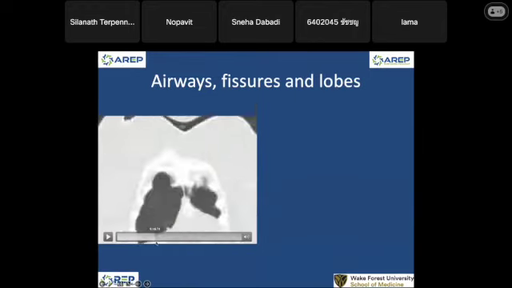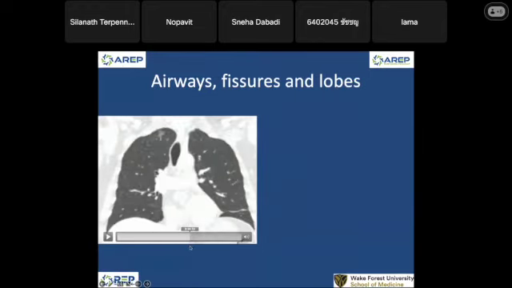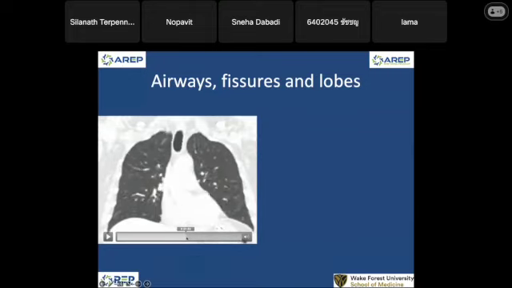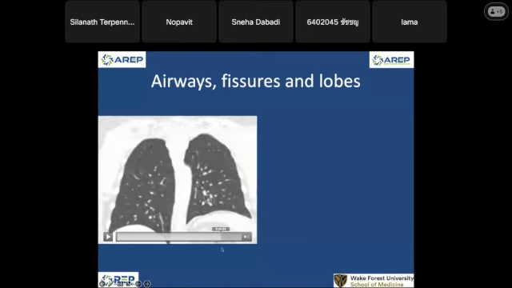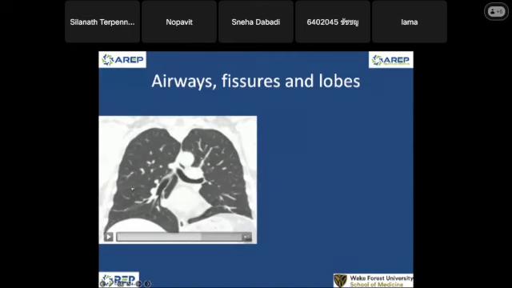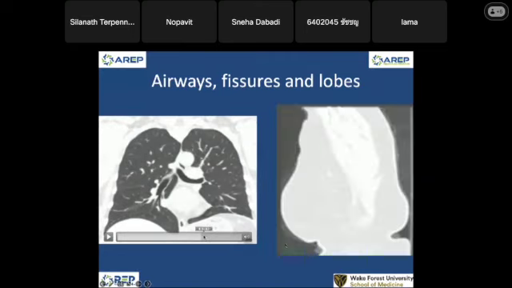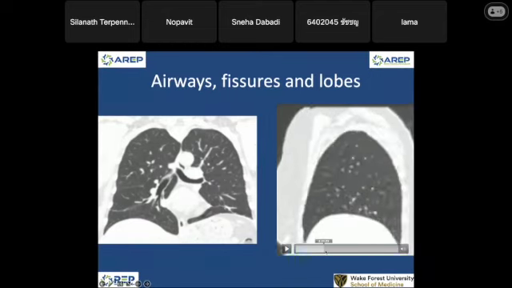So this is my right lung. So we have the right upper lobe and right middle lobe and right lower lobe. See, there are two fissures in the right lung. This one we see better. Let me show you here, and then we come back to that. So this is the right lung.